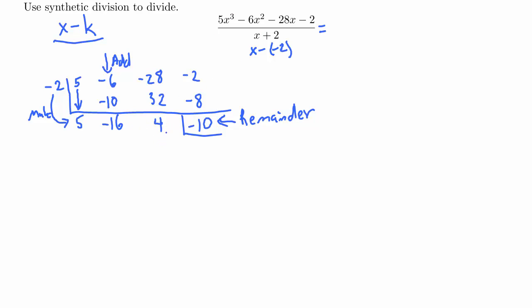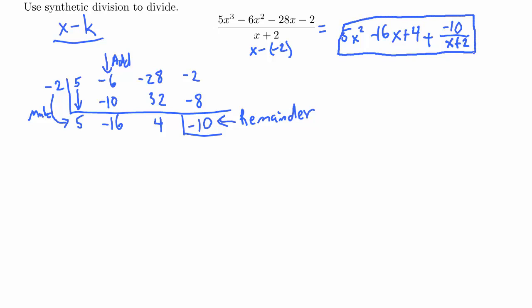Another way of looking at this last term is a term that does not have x, and that was a plus 4 there. Now this negative 16, we need to go up a degree. And then this 5, we need to go up a degree again. So this is another way you can get 5x squared minus 16x plus 4. But remember, I have this remainder, so I need to add on the remainder divided by your divisor of x plus 2. And this is how you synthetically divide.